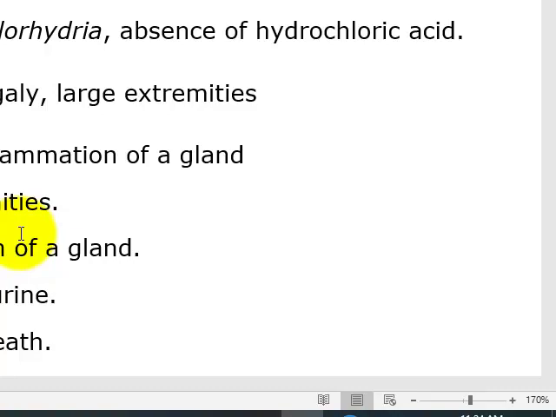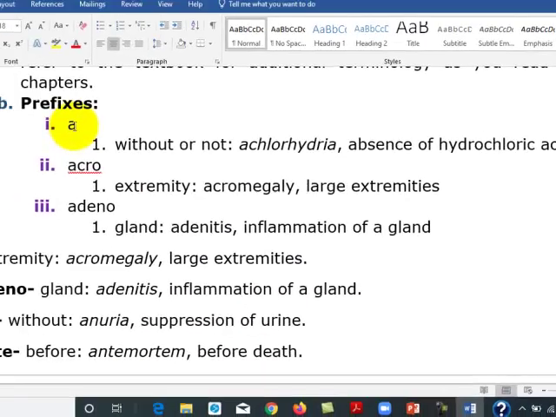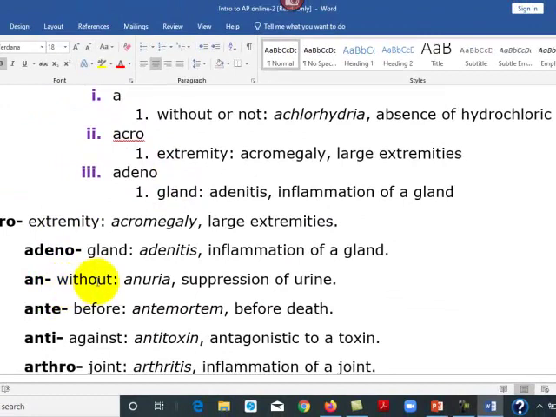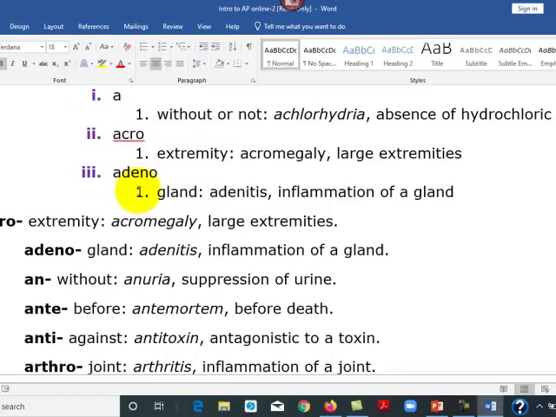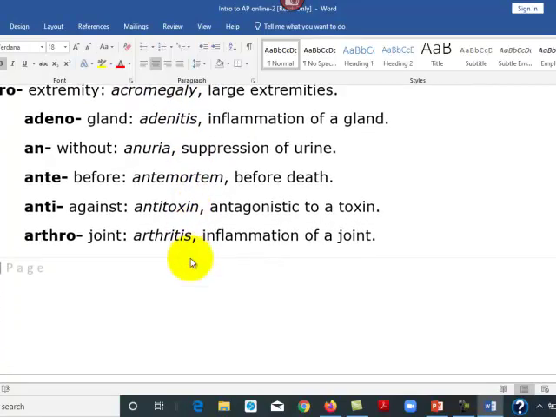I'll hit some that are just common ones. A and an here kind of mean the same thing. That's without. Think of anaerobic, without oxygen. Achlorhydria, you don't have to know that word, it means low hydrochloric acid. You have to know that A refers to without or not. Acro is extremity. Adeno is pretty common. That's gland. Arthro refers to joint.